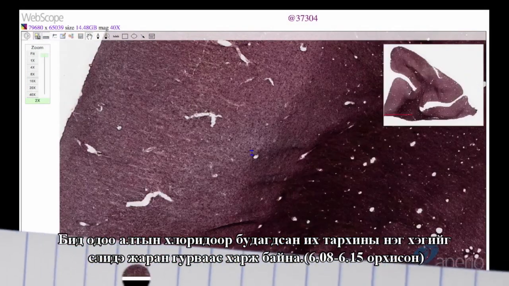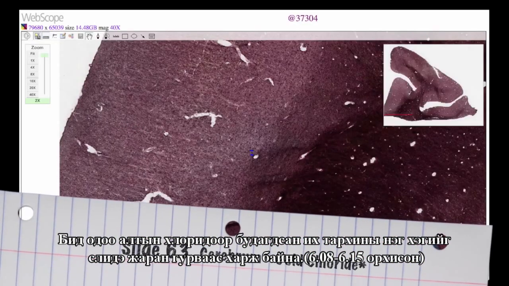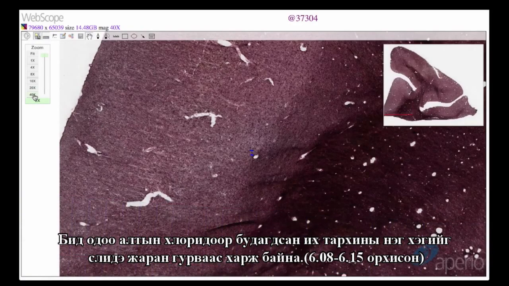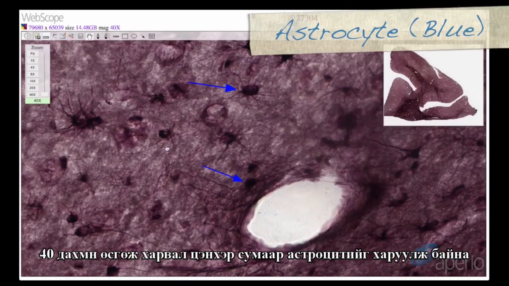We are now looking at slide 63, which is a section of cerebrum prepared with gold chloride stain. This section of cerebrum has a matted appearance due to the interweaving nerve cell and glial cell processes. Zooming into the 40x objective, an astrocyte can be seen at the tip of the blue arrows.